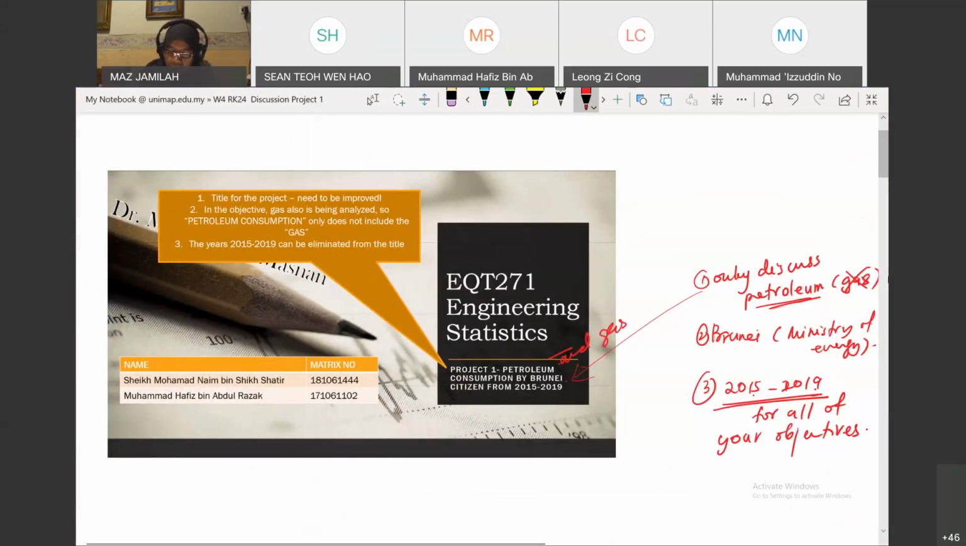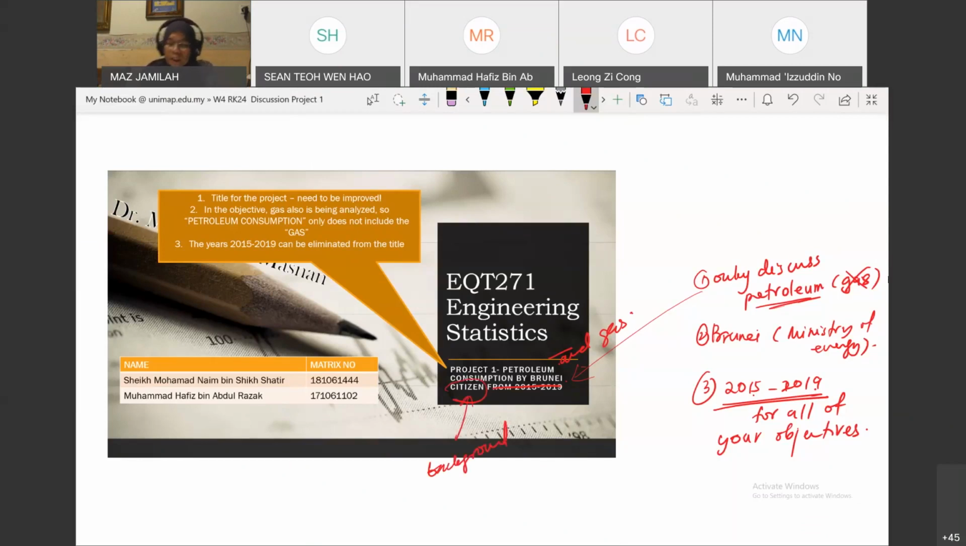Should I include the year? You can always erase the year. No need to put it in your title, because the title should be short and concise. For petroleum consumption, for example, you can change it to investigation of petroleum and gas consumption in Brunei. That would be a short and concise title rather than petroleum consumption by Brunei citizen, because you are talking about citizens in your background.